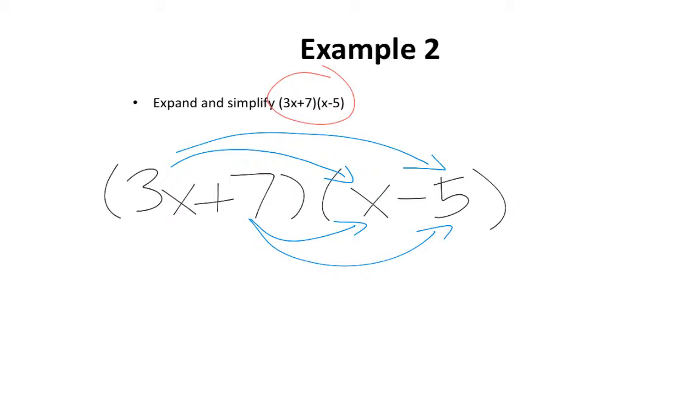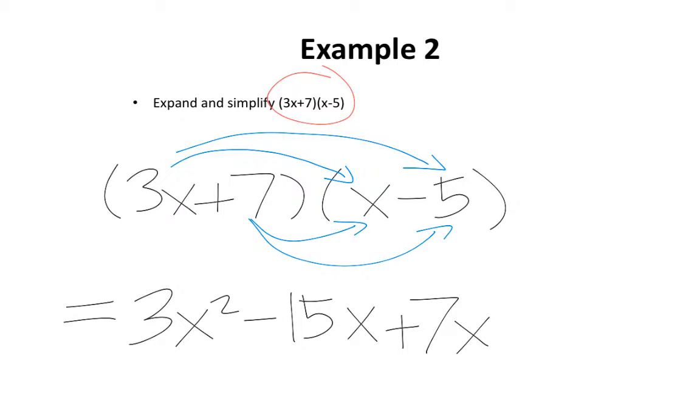Let's look at our first terms. 3x multiplied by x is 3x squared. Let's look at our outer terms. 3x multiplied by negative 5 is equal to negative 15x. Now let's look at our inner terms. Positive 7 multiplied by x gives me positive 7x. And we're going to look at our last terms. Positive 7 multiplied by negative 5 gives us negative 35.